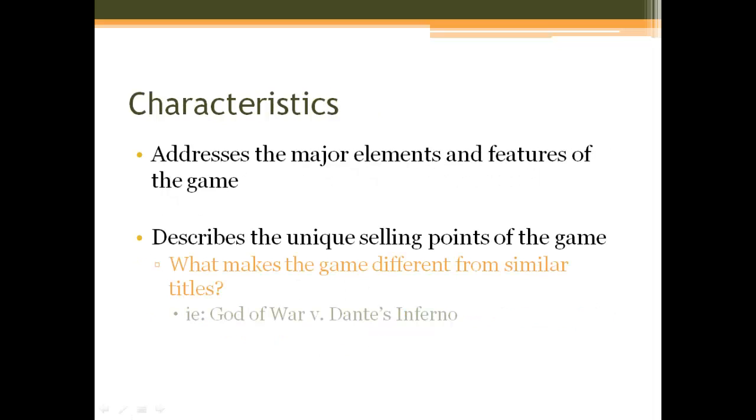The characteristics of the game addresses the major elements and features of the game. The document describes the unique selling points or USPs of the game. For example, what makes the game different from similar titles? And we can see an example of God of War versus Dante's Inferno. Both are very similar games, however, each one has a unique selling point.